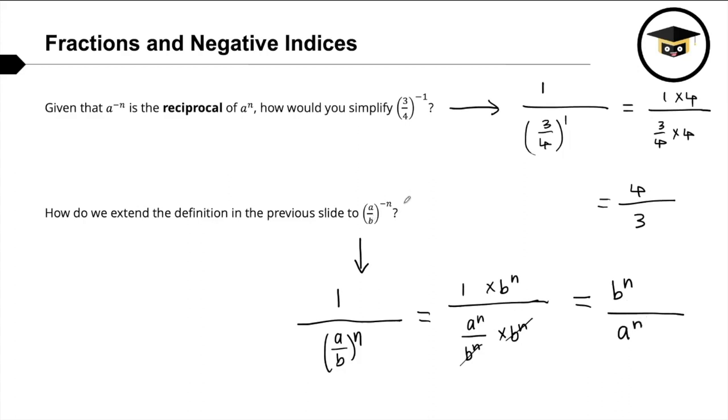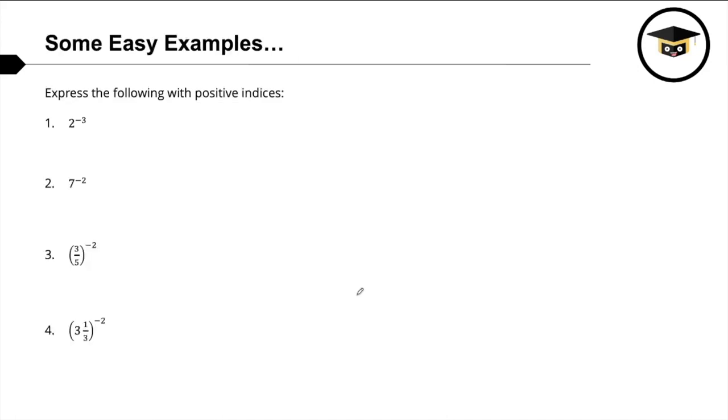Now, is that a formula you need to memorize? Of course not. It's more so to do with the process. So a over b to the power of negative n is 1 over a over b to the n, and then just keep going with the steps, and eventually you'll get the answer. So this is something that we don't need to memorize. Now let's move on to some easy examples. So with question 1, question 2, question 3, and question 4, I want you to pause the video and have a go at them on your own time, and then unpause so that we can go through the solution.